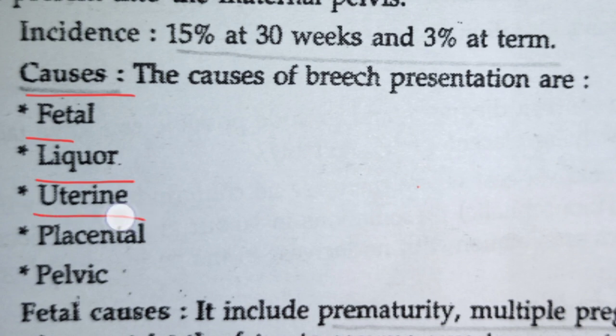And then uterine. If there is any defect in the uterus or any kind of tumor found in the uterus, then that can lead to breech presentation. Placenta previa is the best example that leads to breech presentation. And then pelvic. If there is any obstruction, that is, the structure is not in the proper way in the pelvis, or any kind of injuries, it can lead to breech presentation. These are the causes that lead to breech presentation.